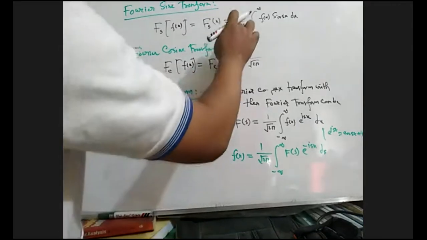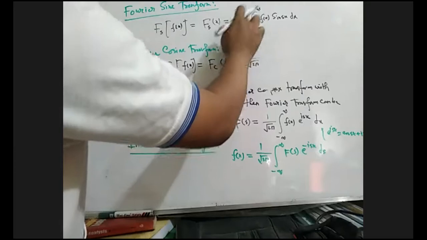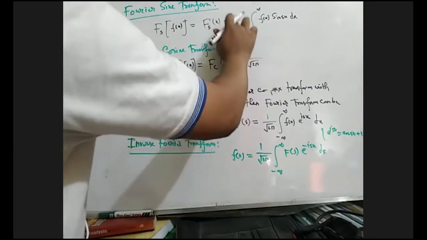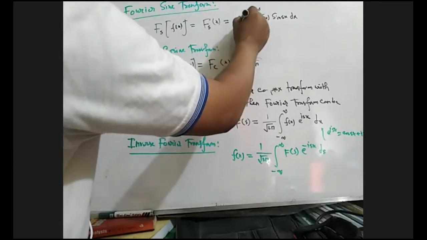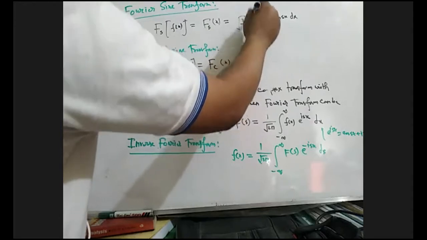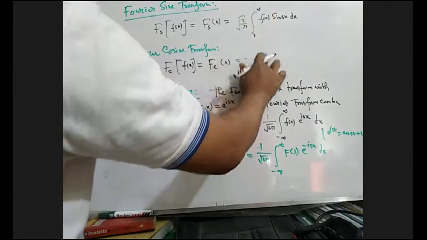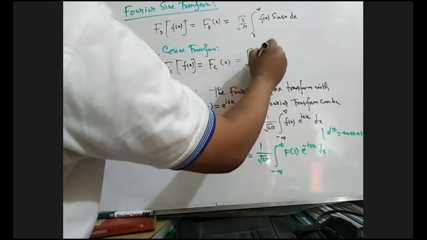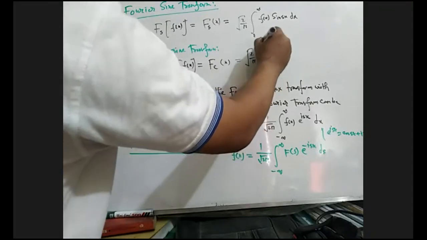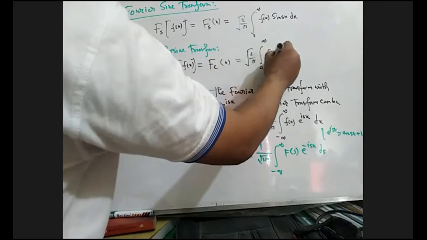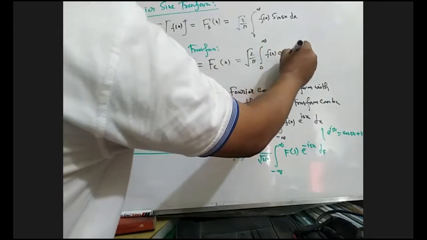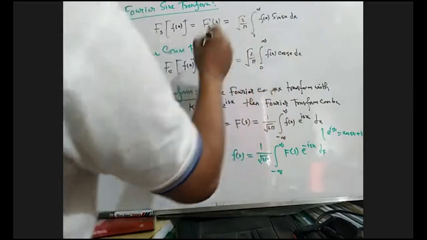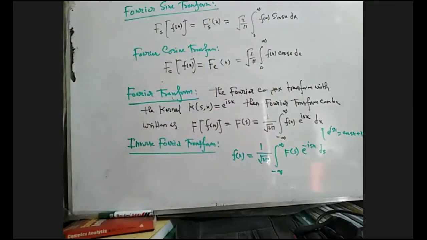Actually, if we write 1 by root over twice pi, then the limits are minus infinity to plus infinity. But if we write root over 2 by pi, then it starts from 0 to infinity. So root over 2 by pi, and the integral limit will be 0 to infinity, f of x cos sx dx. This is the Fourier cosine transform.